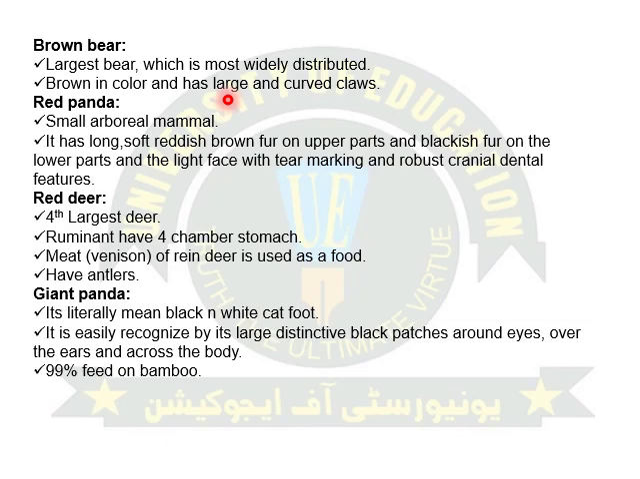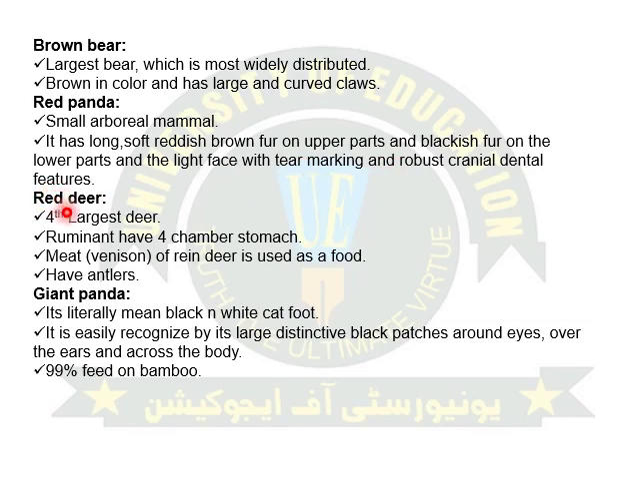When we talk about red panda, it is basically a small arboreal mammal. It has long, soft reddish brown fur on the upper parts and blackish fur on the lower parts, and a light face with tear markings and robust cranial dental features.